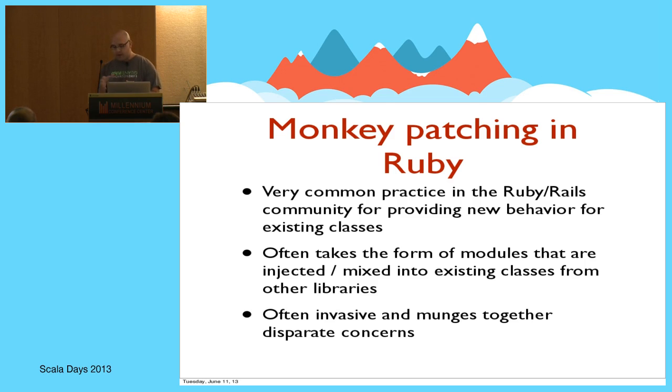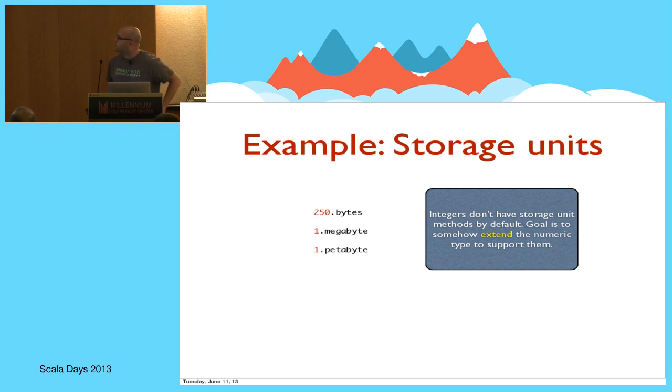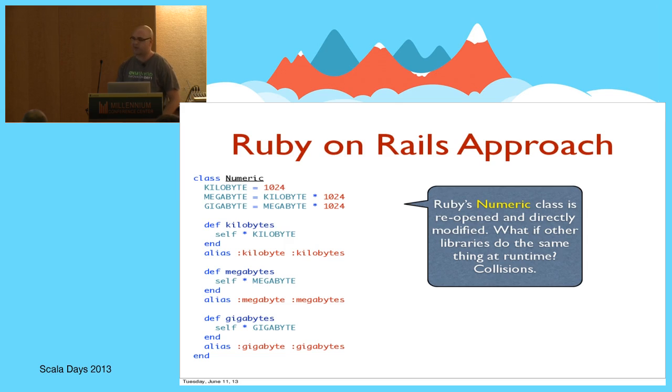And as we saw with the namespace becoming a single point of collision, even though you've compartmentalized your behavior into different modules, they can also conflict with each other. We'll see some examples of that. So let's look at a concrete example, storage units. By default, most languages don't have these methods, 250.bytes, 1.megabyte. Let's see how the two languages go about adding these methods, but we want to try to do it in a way that's not invasive.